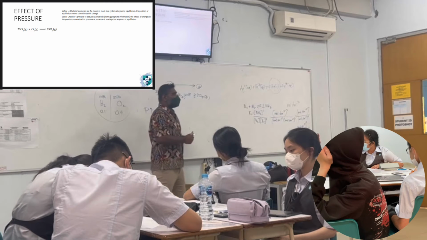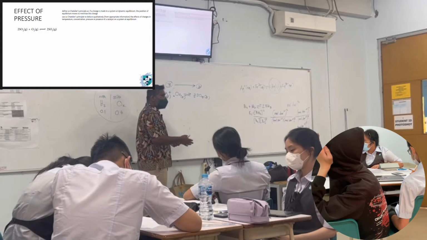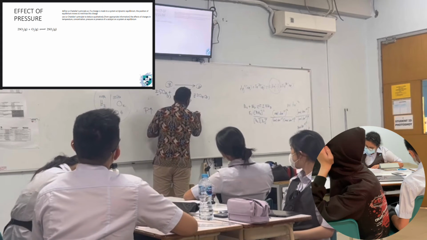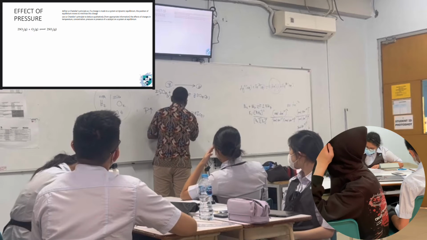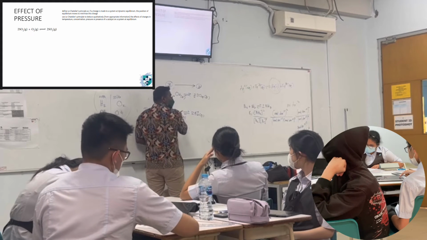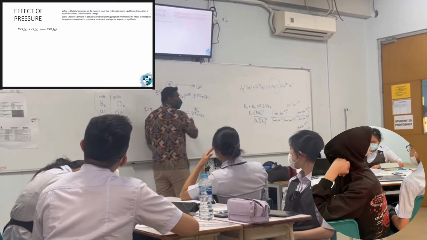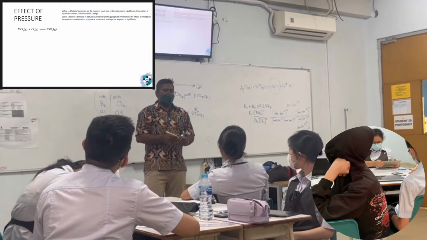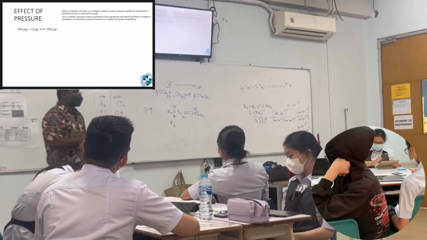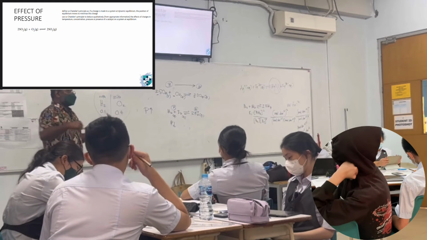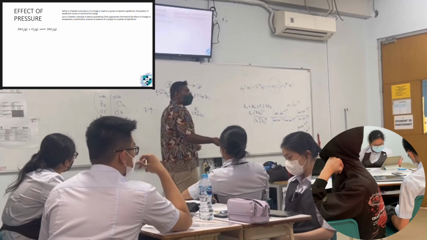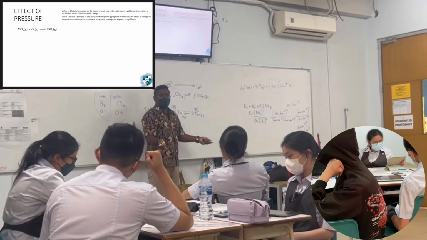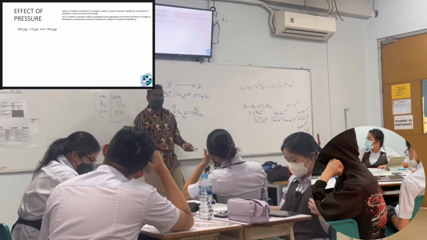Okay, now what happens if we have a situation where I have H2 plus I2, 2HI, and all of them are gas? 1 plus 1, 2, 2. If I go and decrease the pressure, what will happen? No change. Good. Why? The number of moles are the same. So nothing will happen. If you increase pressure or decrease pressure, nothing will happen.